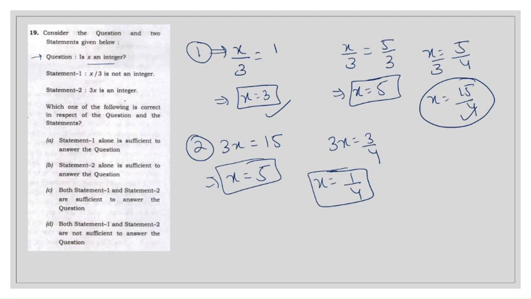So obviously these two statements are not sufficient to answer the question whether x is an integer or not, because we are getting both the cases where x is not an integer and where x is an integer, right? So the answer for this question will be D, that is both statement 1 and statement 2 are not sufficient to answer this particular question.